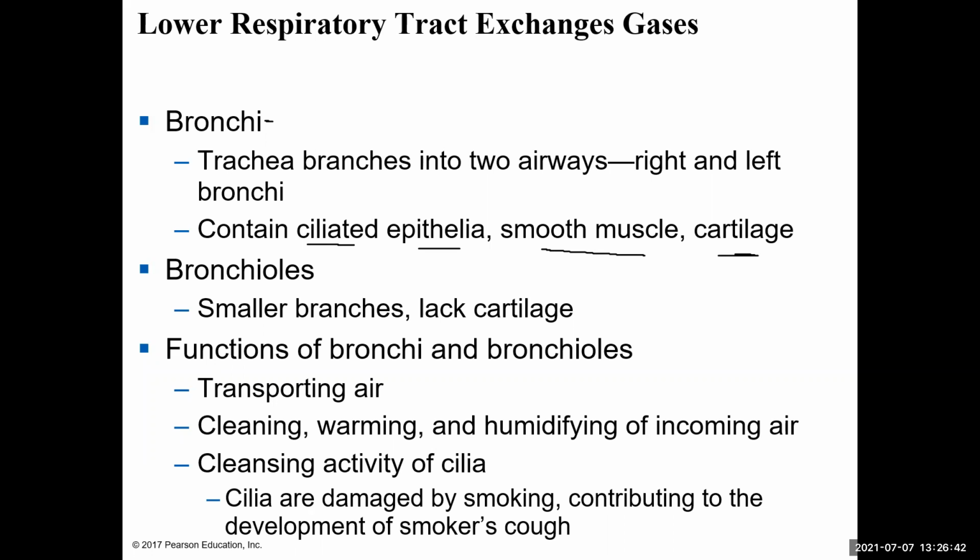And then the bronchi will divide into smaller branches that don't have cartilage, and these are known as the bronchioles. Okay? And the function of the bronchi and the bronchioles is just to transport air, to clean it, to warm it, and to humidify it. And that cleaning happens with the cilia. Okay? And so that cilia will get rid of those foreign particles. And the whole purpose of the bronchi and the bronchioles, like we mentioned, is to transport air to and from the alveoli where the external respiration happens, so where the gas exchange happens with the blood.